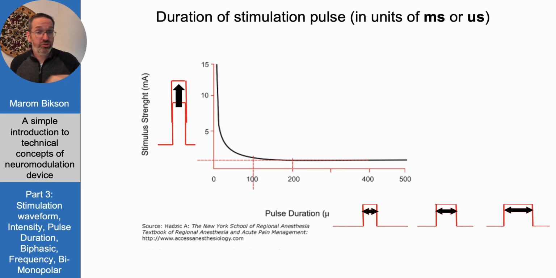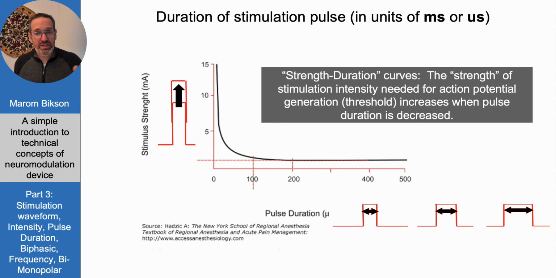And so that is what this strength duration curve is. On the x-axis is the duration of the pulse, and on the y-axis is the intensity you need at that duration to produce an action potential. And there's, by the way, a minimum. Once you cross a certain amount, it doesn't drop anymore, right? And that lowest amount is called the rheobase.